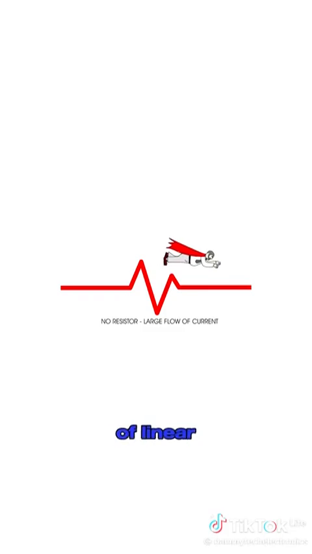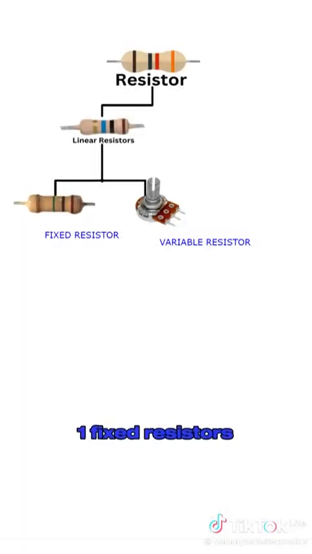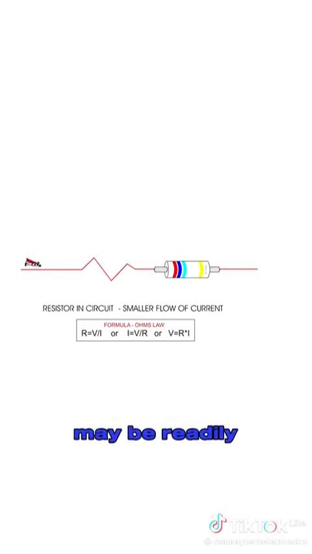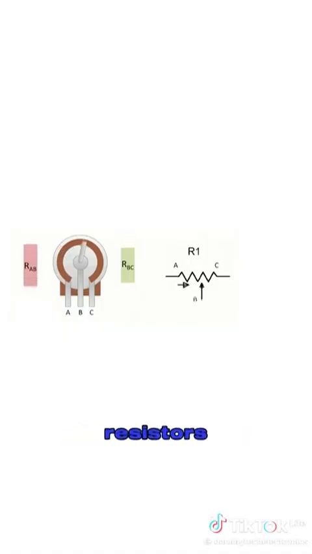There are two types of linear resistors. 1. Fixed resistors. Fixed resistors have a single resistance value. Fixed resistors are made from a variety of resistor materials. Furthermore, a fixed resistor may be readily attached to the circuit and can handle higher voltages. Second, variable resistors. Variable resistors have the general characteristic of allowing the resistance value to be adjusted. A mechanical movement is used to modify the majority of variable resistors.